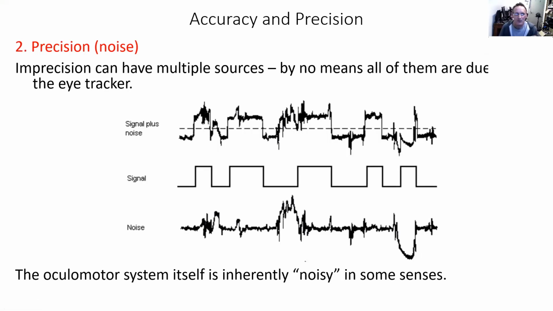One of the points I'm trying to get across is that the oculomotor system itself is, in some senses, inherently noisy. What you want to do is minimize the participants' sources of noise, the eye tracker sources of noise, and the researcher sources of noise. But the idea that you're going to end up with a pure signal where this is a fixation and this is a saccade just isn't the case, because we all know the eye is not still during fixations. There's drifts, microsaccades, post-saccadic oscillations, all sorts of stuff is happening, and it's real.